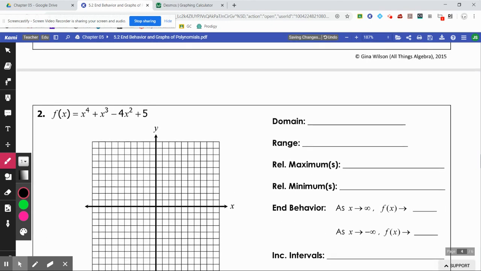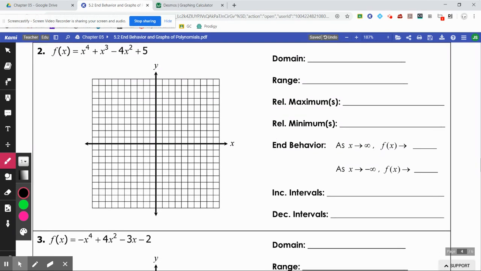Our next problem, we can give it a shot here. We can do a t-table, a table of values. We plug in some x's, find some y's. I'd probably pick -3, -2, -1, 0, 1, 2, 3. And let's see if we can get a general shape of this graph by plugging it in. Just keep in mind, always do exponents first, and the multiplication by -4 will happen after that. When you plug these values in, here's what you get.